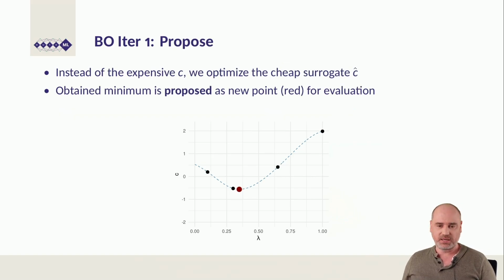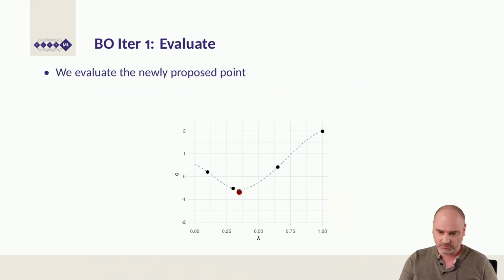Now, instead of optimizing the expensive C, I can optimize my cheap surrogate function C hat. I would obtain some proposed new point, which is simply the minimum. So my default is always to minimize costs here. You can see there's a red point here, and that would be proposed, and I would evaluate that now.